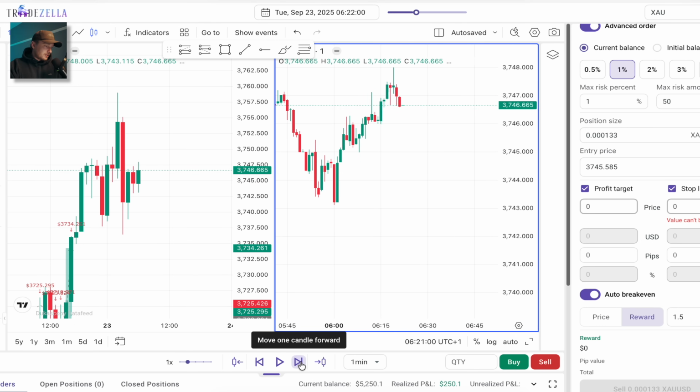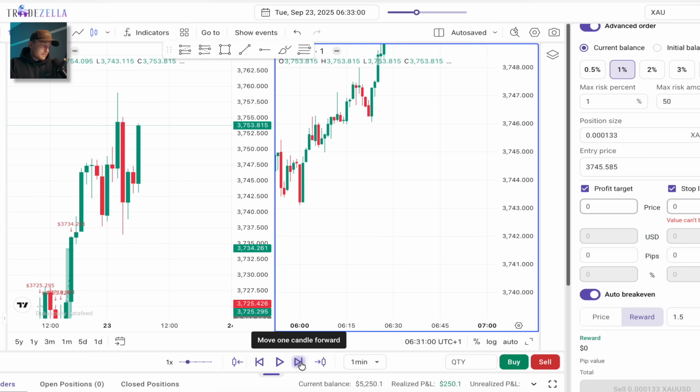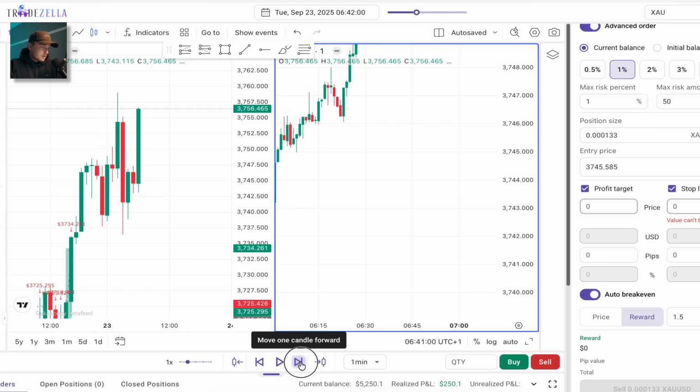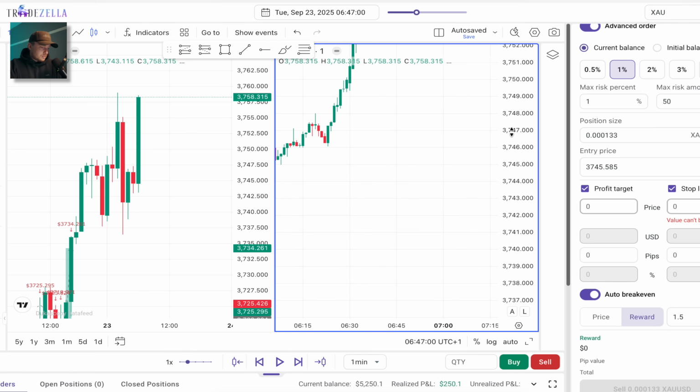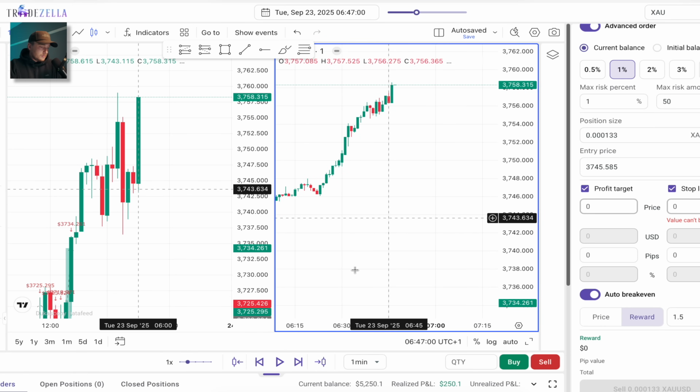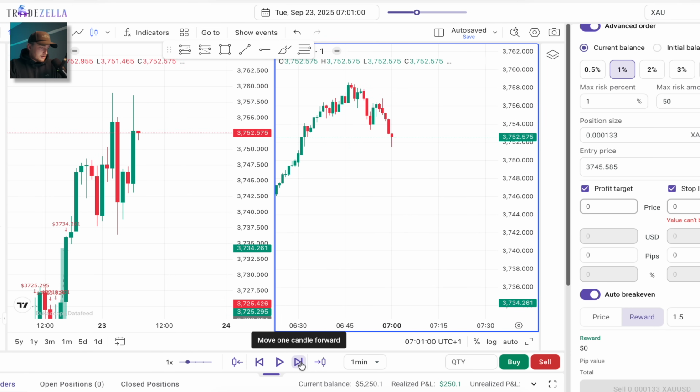Let's see what's happening on the hourly. Still bullish. Just keep skipping through. Like I say, we don't force trades. We wait for them to come to us. It's now Tuesday, 7 o'clock. Let's keep going. We're bullish.